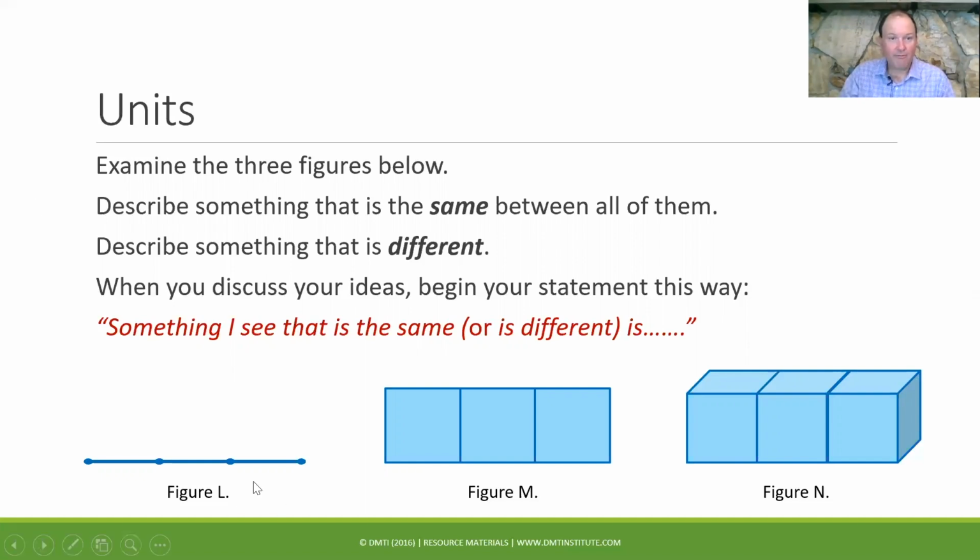In figure L, we have linear units. In figure M, we have square units to measure area. And in figure N, we have cubic units, which is eventually going to measure the attribute of volume. I'm going to show you a couple different activities in our DMTI modules in about grades 3 through 5 that work on these ideas.